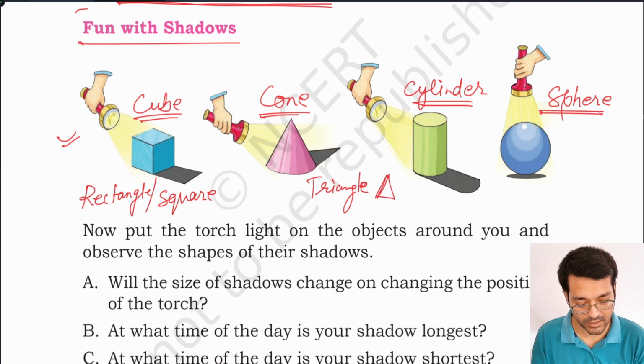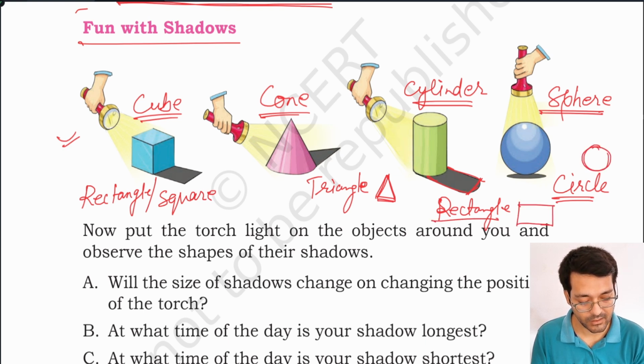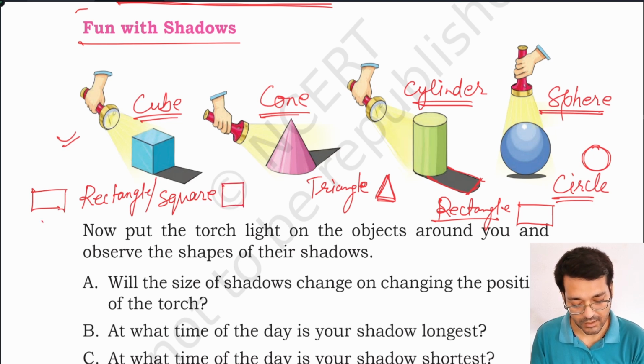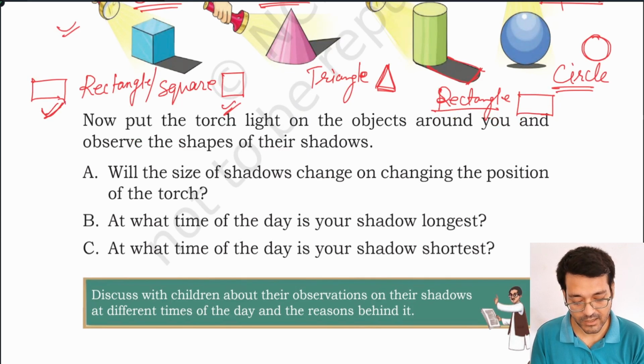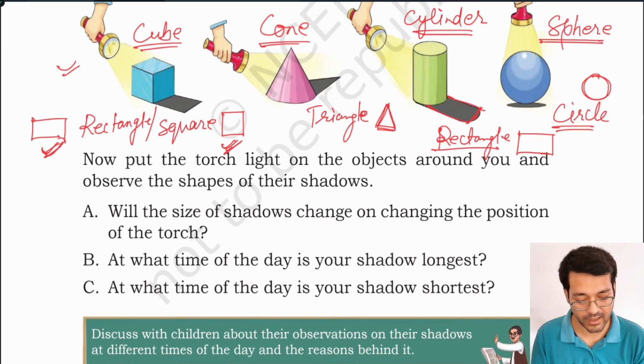Here you will get almost a rectangle shape, and here you will get a circle. The shadow of an oval shaped object is circular. A rectangle has two opposite sides equal, and a square has all sides equal. A rectangle has four sides and four corners, a square has four sides and four corners, a triangle has three sides and three corners, and a circle has one side and no corner.